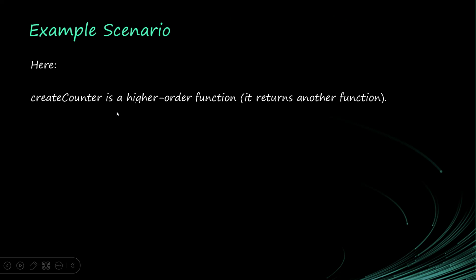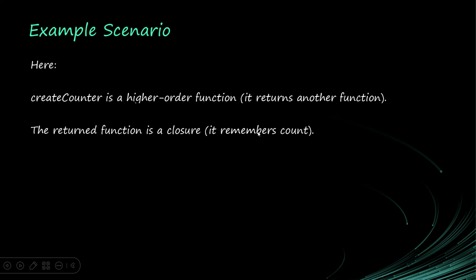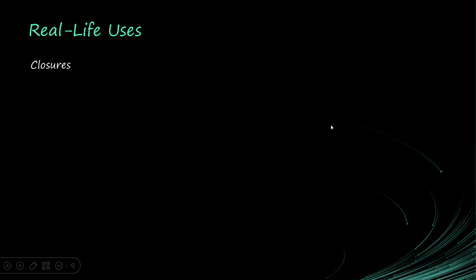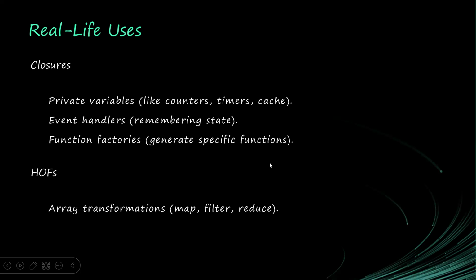All right. So you create a counter. Create counter is a higher order function. It returns another function. That means the returned function is a closure, and it remembers the count. Okay. So in real life, closures are used for private variables like counters, timers, and caches, which are remembered. Event handlers, this is where you use them. Function factories, higher order functions, you use them for array transformations, asynchronous operations, and stuff like that.